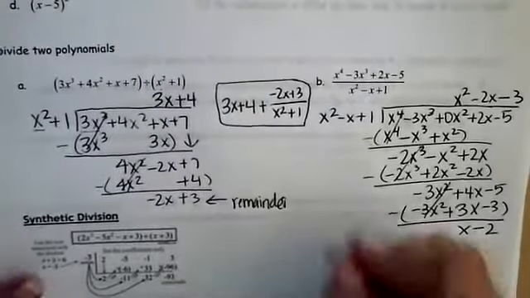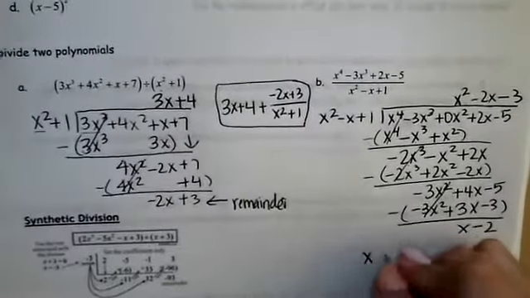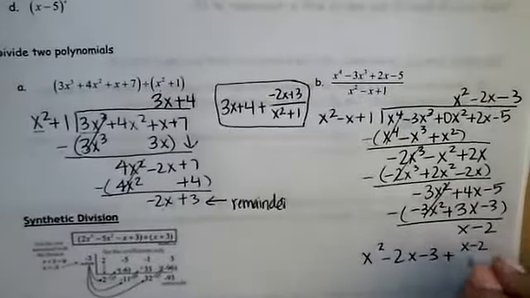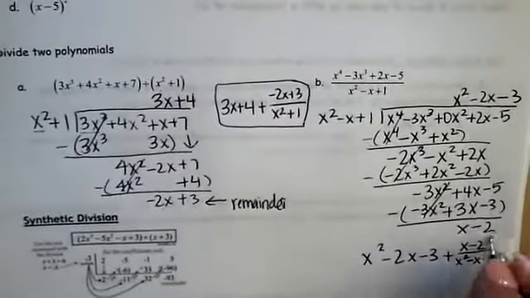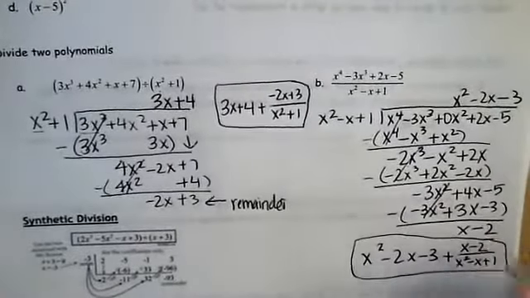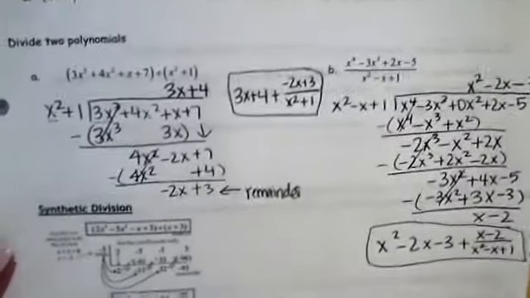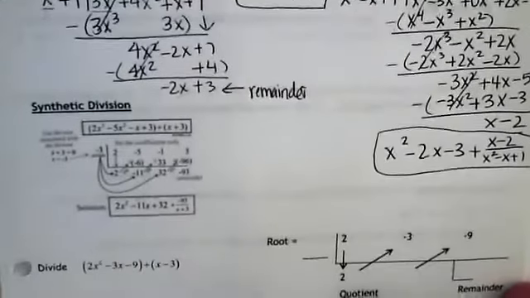And so our answer is going to be x squared minus 2x minus 3 plus x minus 2 over x squared minus x plus 1. So we're putting that remainder over that divisor for the proper notation. So that was long division. Let's talk about synthetic division now.